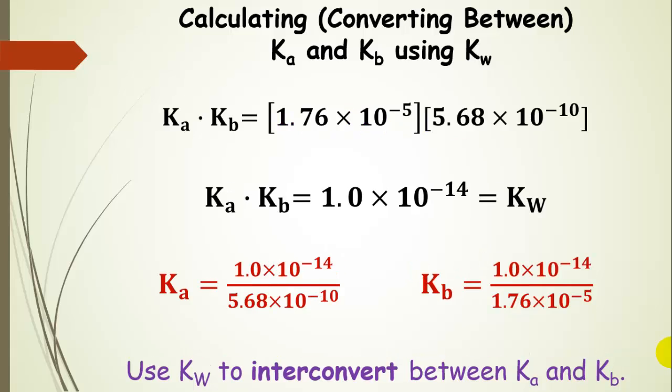Just showing you the filled-in expressions. So if you do the math, you're going to find out that if you take Kw and divide it by Kb, you're going to get this value. And then the other way around, of course. Take Kw, divide it by Ka, and that'll give you this Kb.